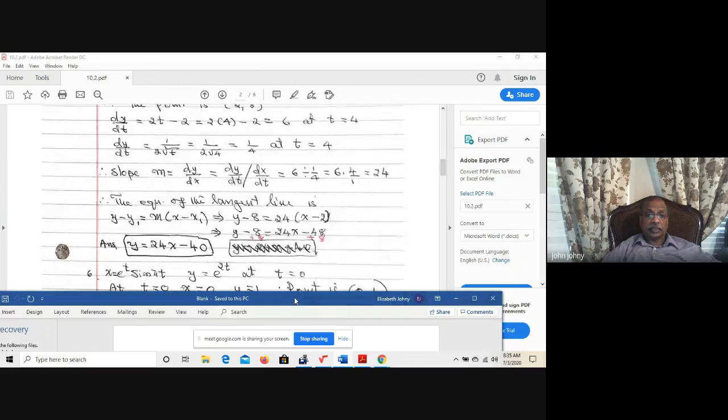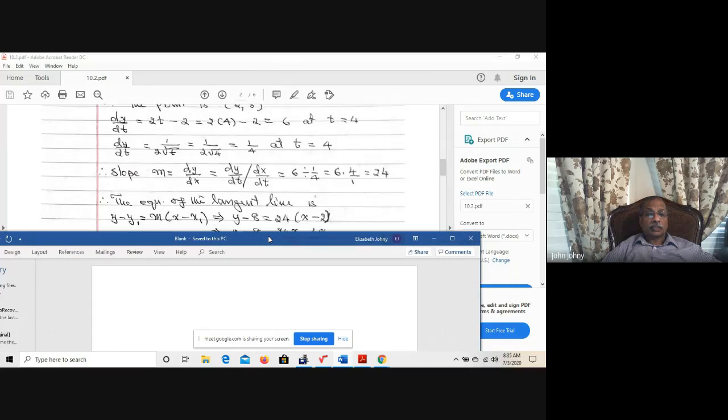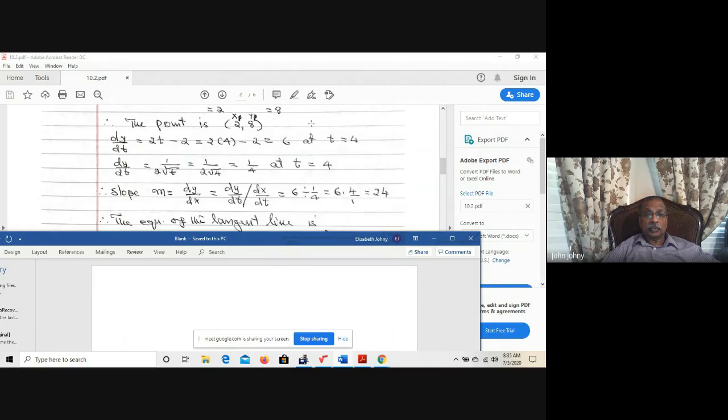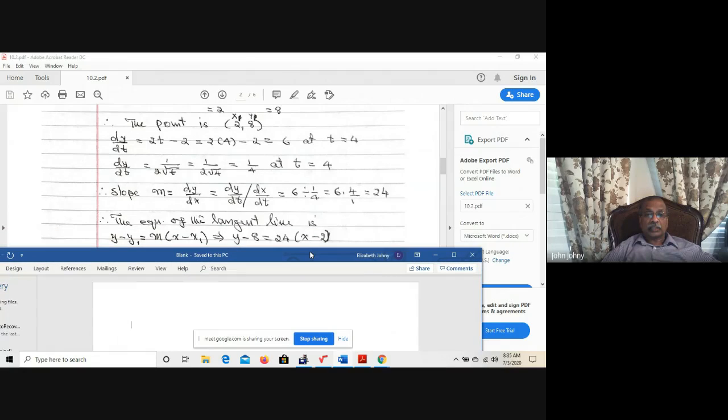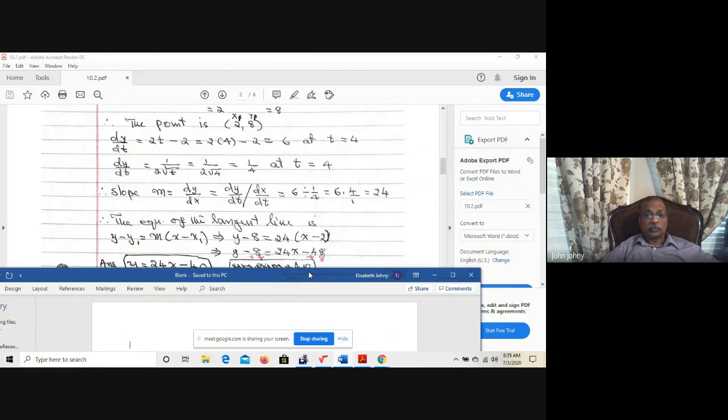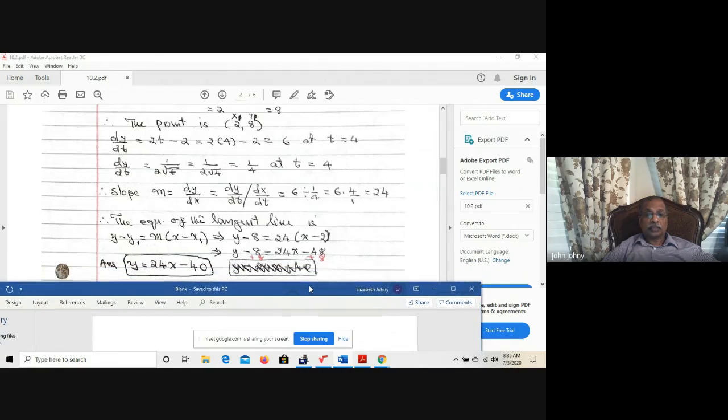Equation of the tangent line is y minus y1 is equal to m times (x minus x1). That is y minus 8, because the point is (2, 8). y minus 8 is equal to 24 times (x minus 2). That is y minus 8 is equal to 24x minus 48. You add 8 on both sides, you get y is equal to 24x minus 40. That is the equation of the tangent line at the given point.